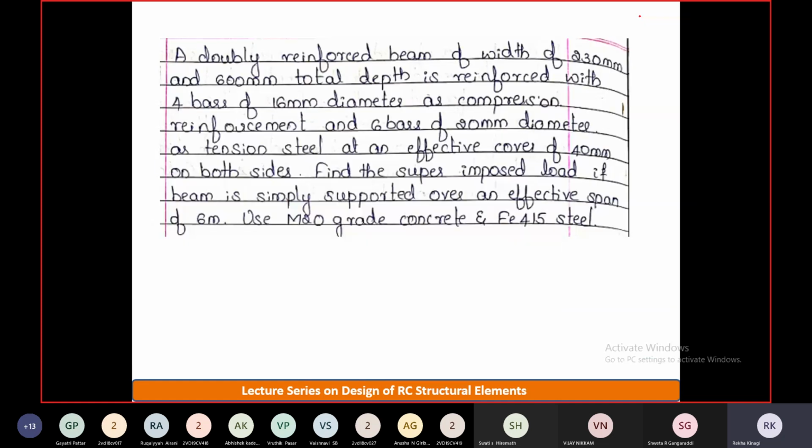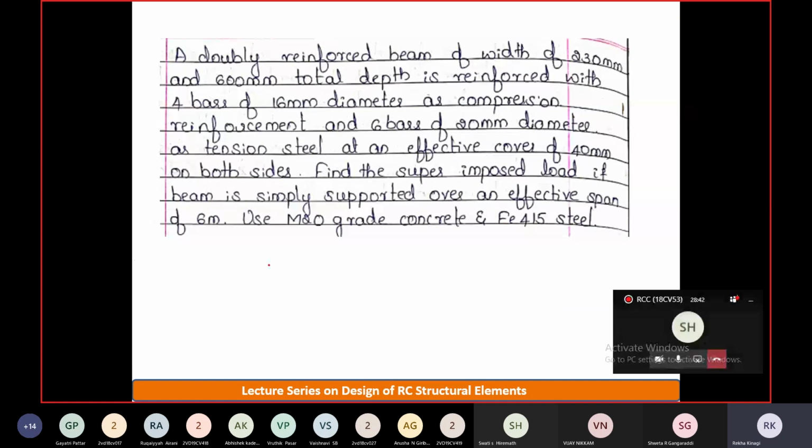Here the width of the beam section is 230 mm. The total depth, that is capital D, the overall depth, is 600 mm. 4 bars of 16 mm diameter, it is ASC. 6 bars of 20 mm diameter, this is AST.